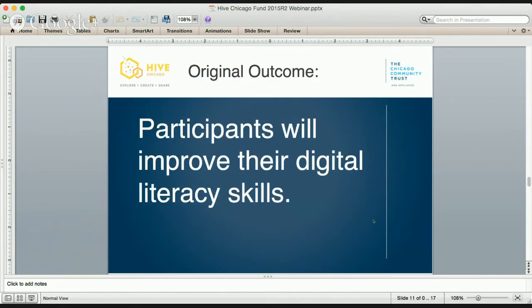Okay. So we're going to go through an example right now. The original outcome, for example, could be: participants will improve their digital literacy skills. Pretty standard outcome, would you agree, Maria? Okay. So we're going to take this outcome and think about different questions that we can draft as a result. So, questions to ask yourself.